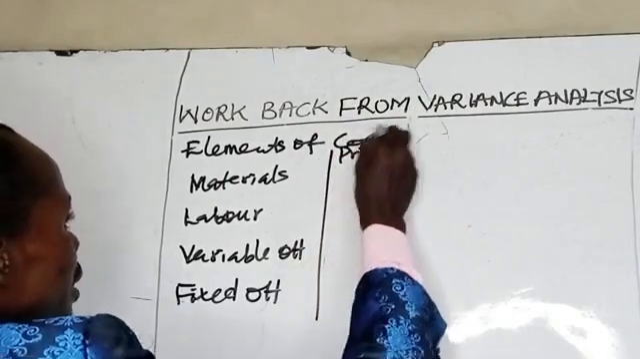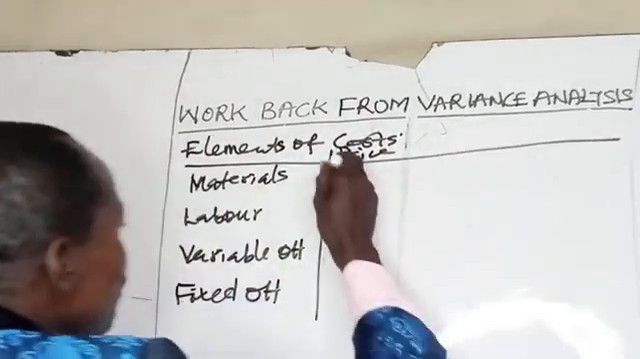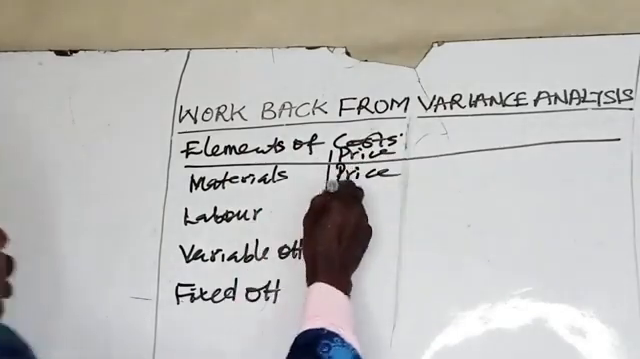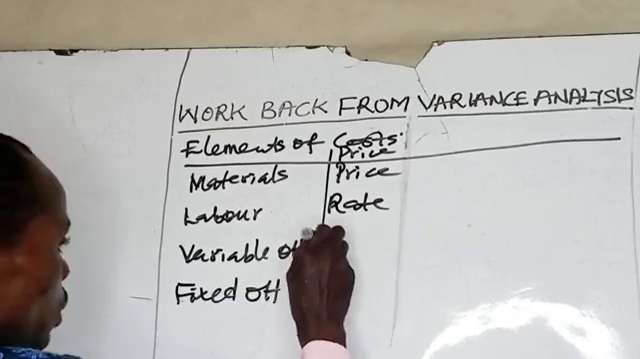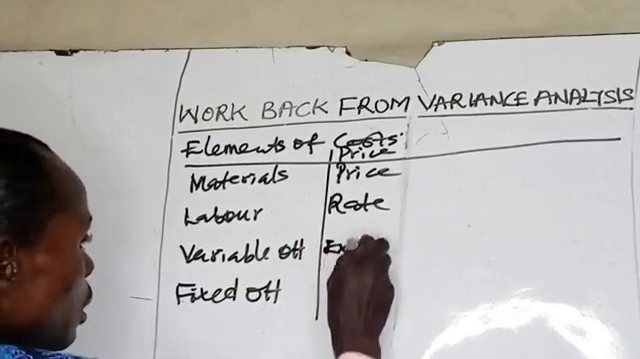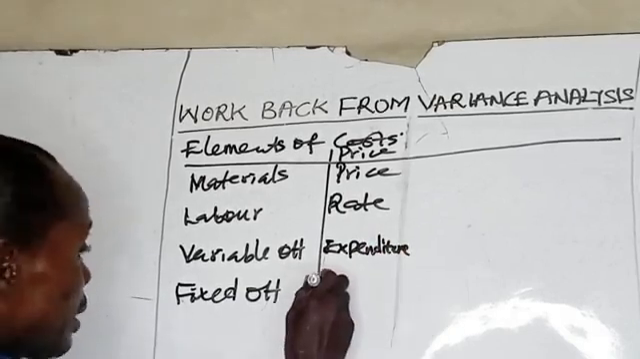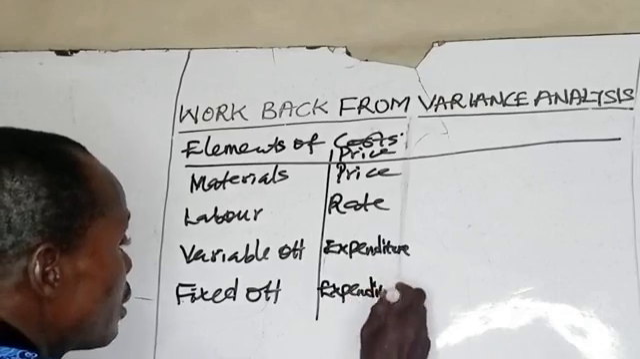Price, so we buy material at a price. We talk about material price variance. The price for labor is called rate. Variable overhead is an expense, so we call it expenditure. Fixed overhead is also an expense, so we call it expenditure variance. So that is the price variance.